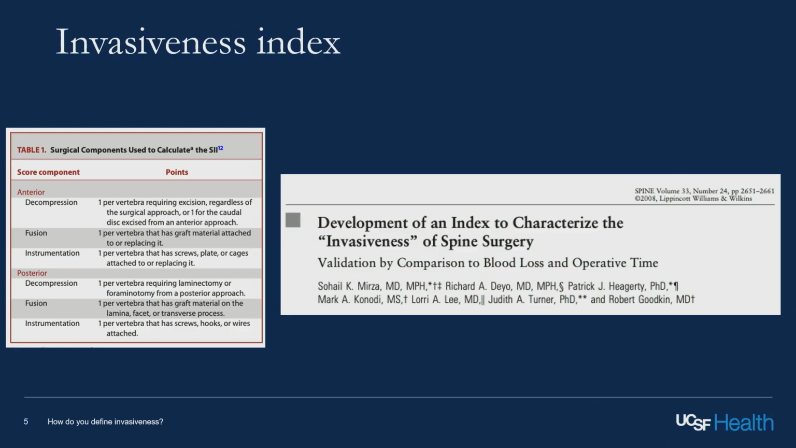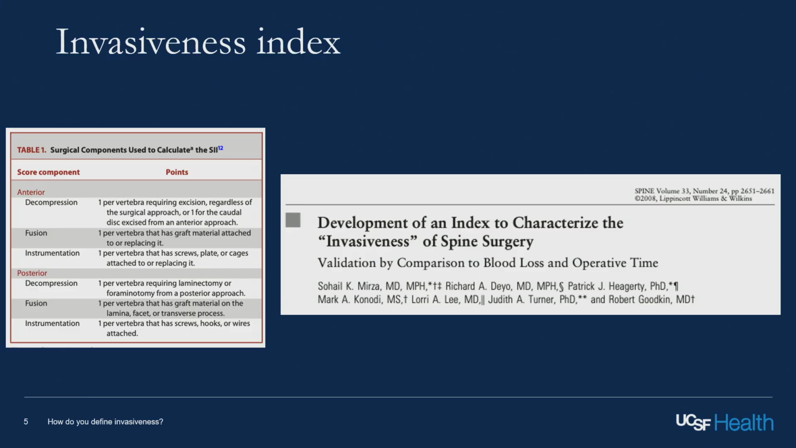This is the first attempt, where they divided the surgery into an anterior and posterior component, and they had a score of 1, which was an arbitrary score assignment, for decompression, fusion, and instrumentation per level. So you would get a linear model, and they correlated that with blood loss and operative time as a measure of physiological stress to the body. That's going to be an important term to come back to, the physiological stress.